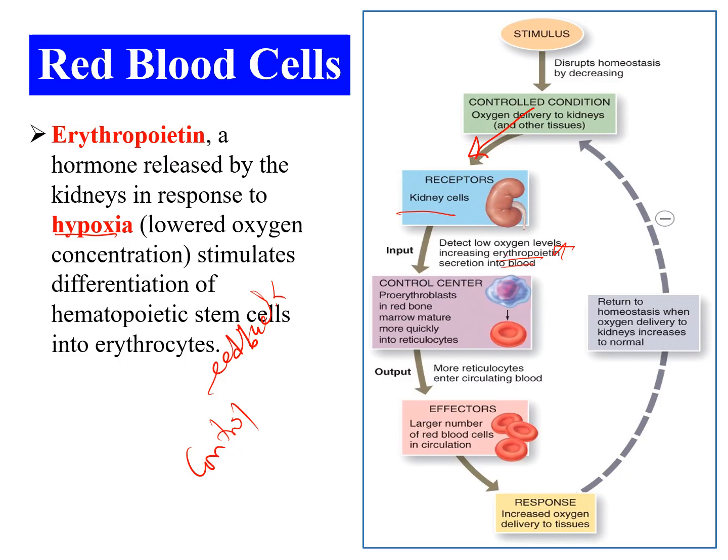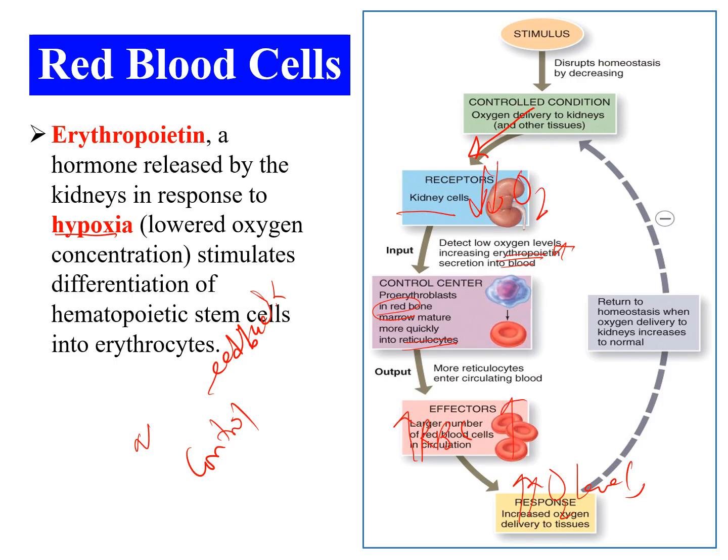What erythropoietin will do is act on the red bone marrow and make it produce more red blood cells. It's going to make them release reticulocytes more quickly into the circulation, and that is going to increase the number of red blood cells in the circulation. What this will do is increase the oxygen levels. That's why this is a negative feedback mechanism, because what stimulated this whole process are the low levels of oxygen.